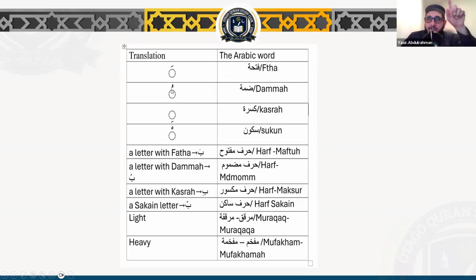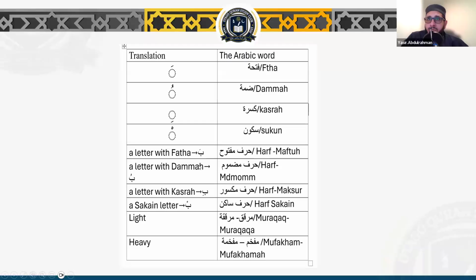Dhamma is the u, and then the kasra is e, and the sukun is that small sign which is the tip of a ha on top of the letter. Then you have the tip of a kha, which is khafif. And then you have the harf maftuh, which means the letter which has a fatha on top of it.